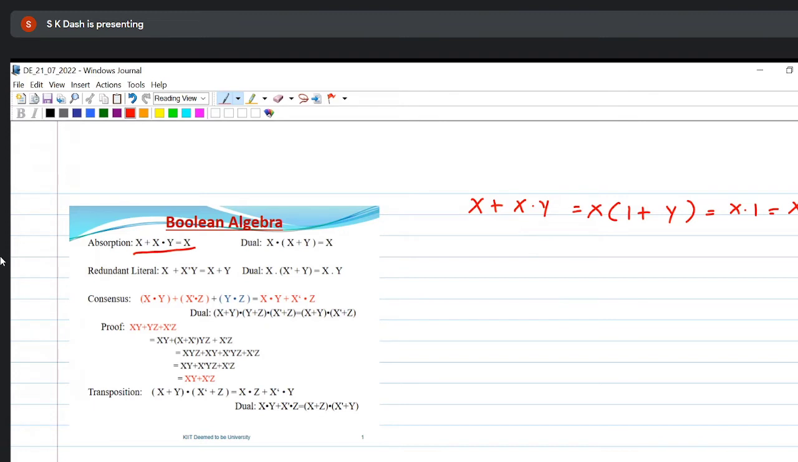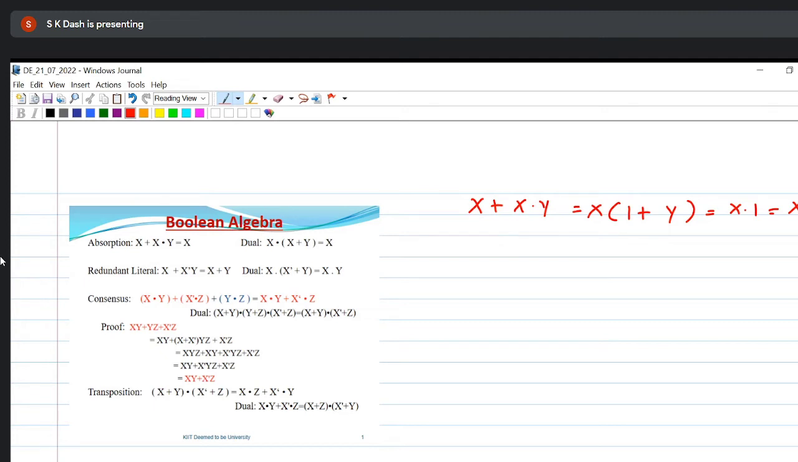X plus x dot y will be the same as x. Similarly, the dual is also correct. How to get the dual? X dot (x plus y) will be equal to x. I just replace plus with dot and dot with plus. So these are straightforward. In 1 or 2 steps, we'll be able to get it.